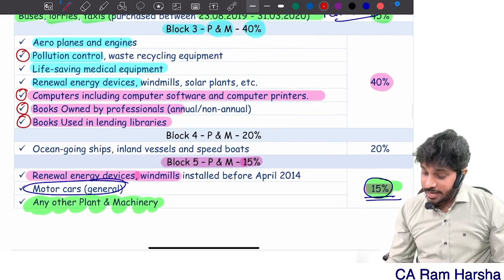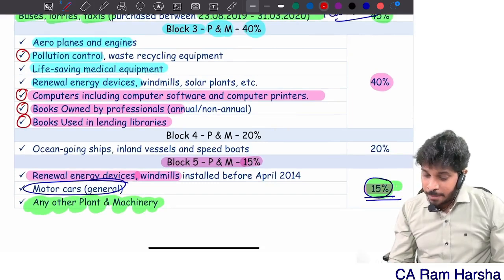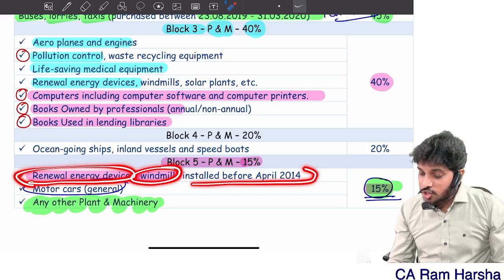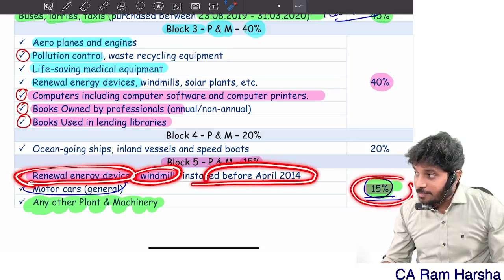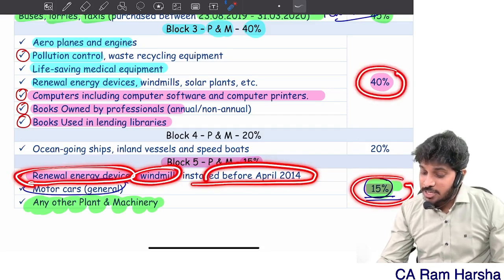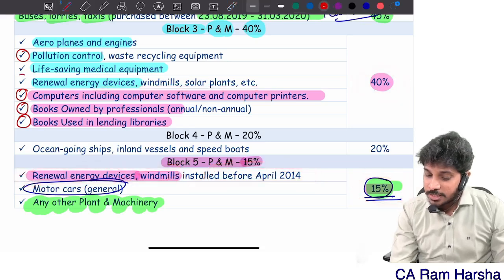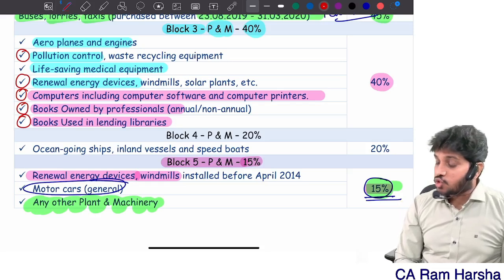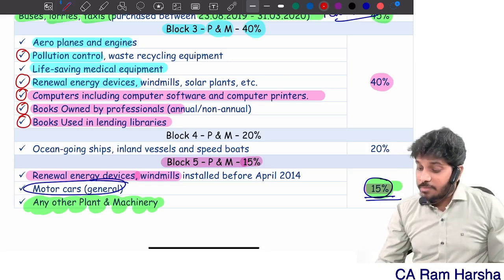Now again you see one more observation. Solar renewable energy devices, windmills, if they were installed before 2014, 15%, but now the latest rate is 40%. This you remember. Renewable energy devices, windmills and solar turbines, for all of them right now, what is the depreciation?